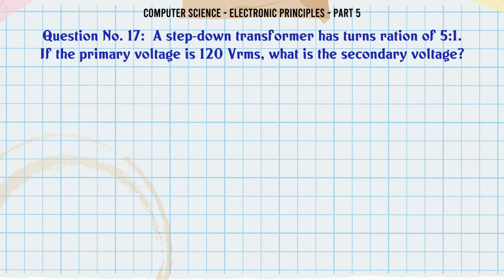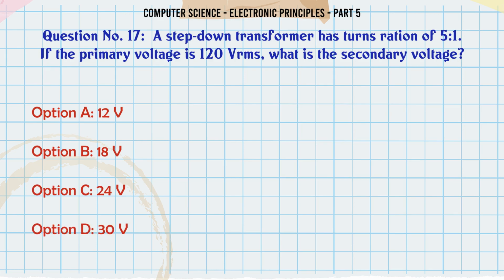A step-down transformer has a turns ratio of 5:1. If the primary voltage is 120 Vrms, what is the secondary voltage? A. 12 V. B. 18 V. C. 24 V.